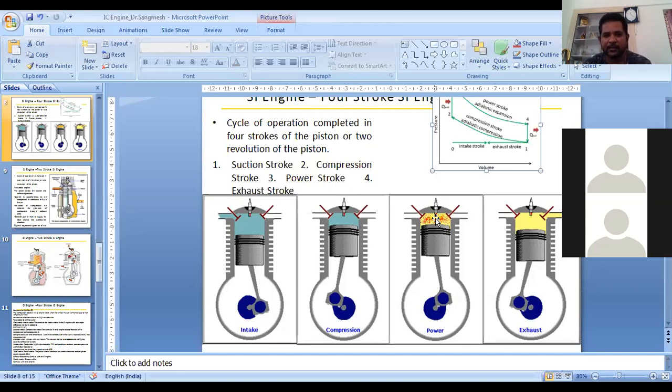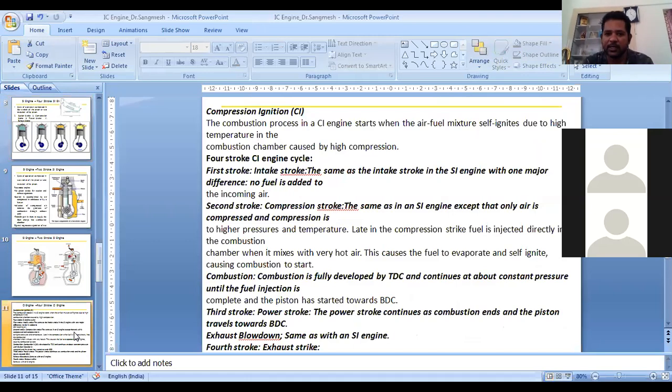The second one is the ignition delay. Though the fuel enters the cylinder, there will be a delay in the ignition because it has to ignite by itself. So there will be ignition delay. We will not go into detail, but because of all these parameters, there are problems associated with the CI engine, that is the compression ignition engine.